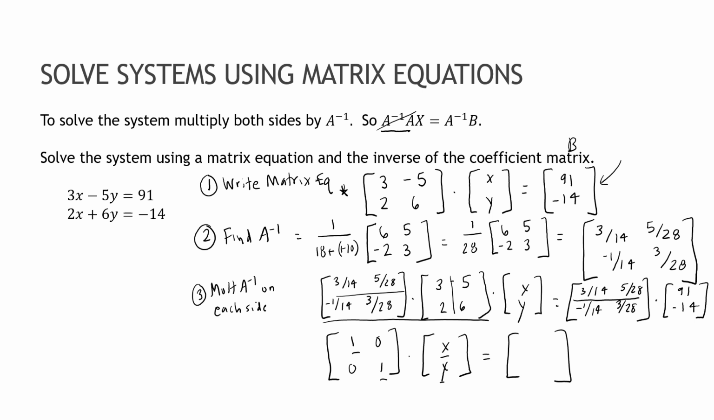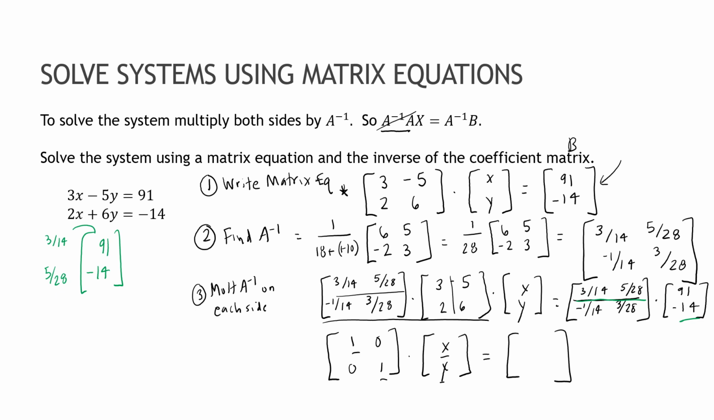3/14. I'm going to do this over here just so I have more room. 3 over 14, 5 over 28, negative 1 over 14, 3 over 28. Oh, I wrote the wrong ones. Sorry about that. I actually wanted to write the 91/14, because then I'm going to take my first row and write it here. 3/14, 5/28.